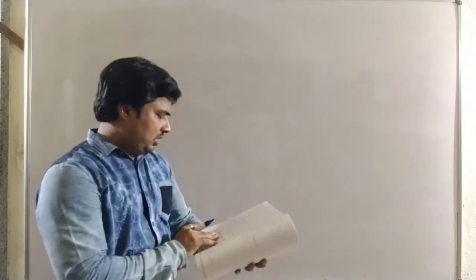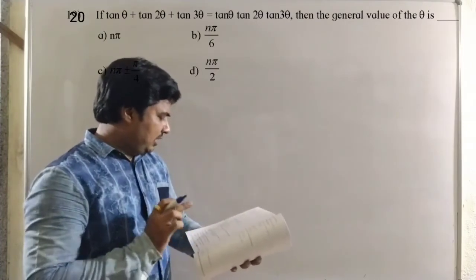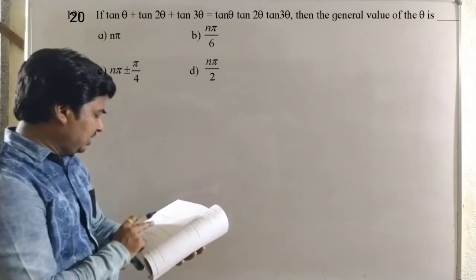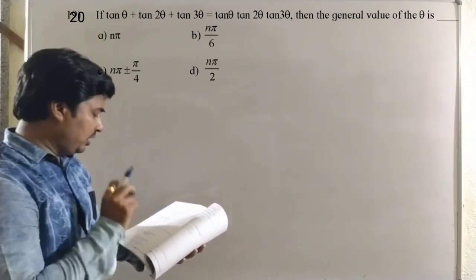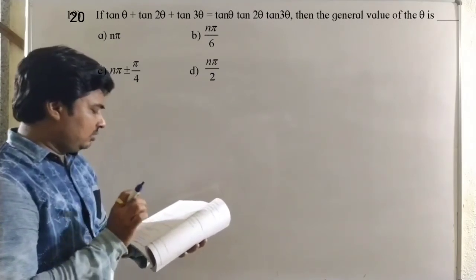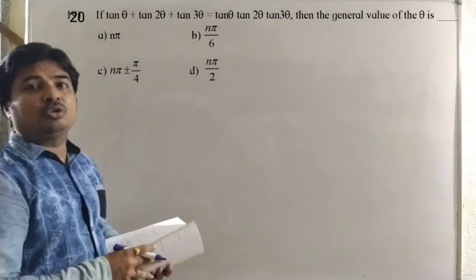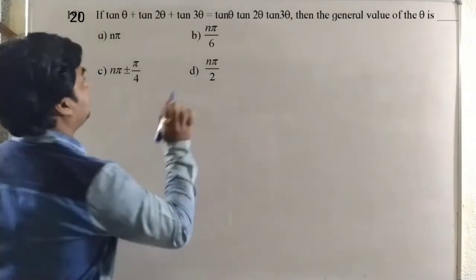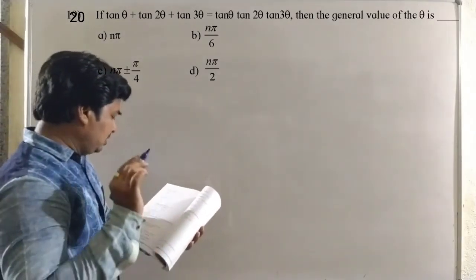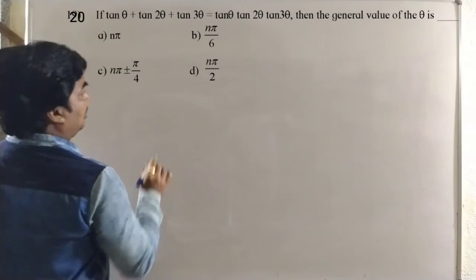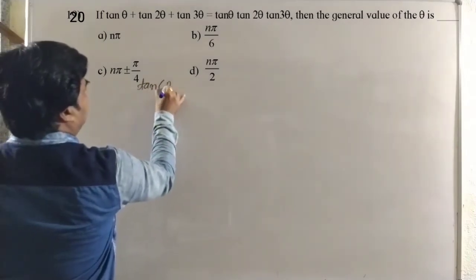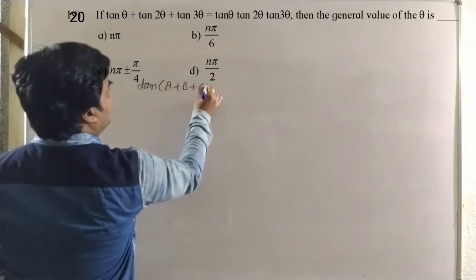Now the question number 20. Here it is given that if tan theta plus tan 2 theta plus tan 3 theta is equal to tan theta into tan 2 theta into tan 3 theta, then the general value of theta, that means here we want to find the general solution. Here we use the formula first for tan A plus B plus C.